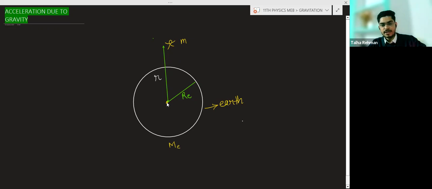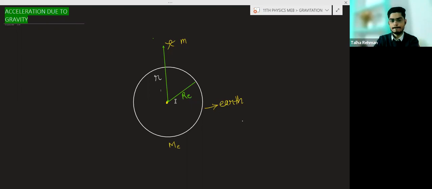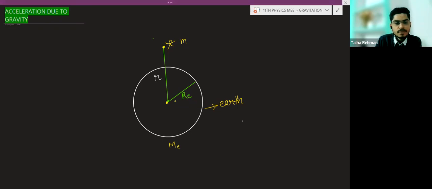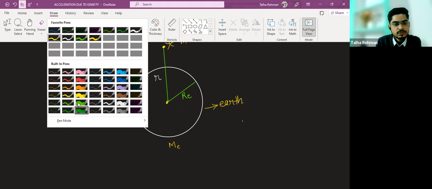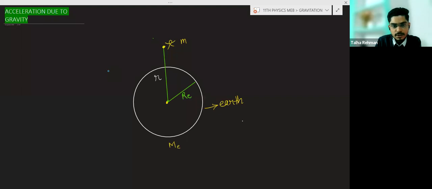So this person is here, suppose, and this person has a mass m, and this is the center of the earth. One more thing, this earth as compared to this person is very large. So the distance between the center of the earth and this person is small r. On this person, a force will act that is equal to mg toward the center of the earth. That will be the weight of the person.